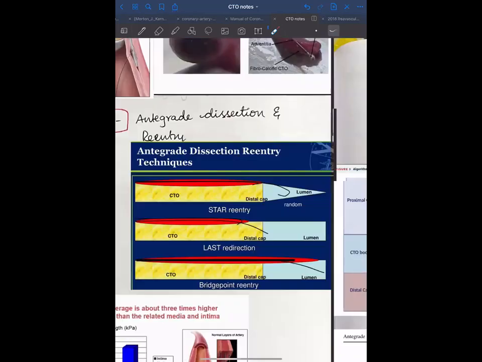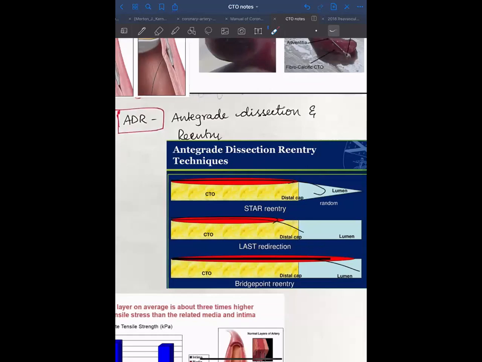Another thing which we need to know, similar to STAR, is LAST. LAST stands for limited antegrade subintimal tracking.